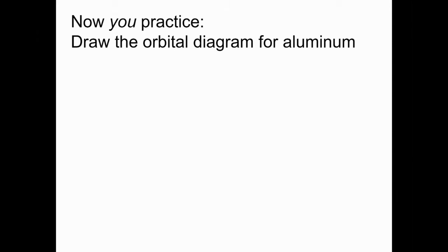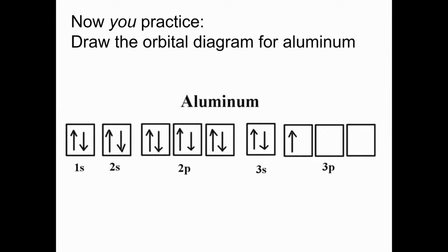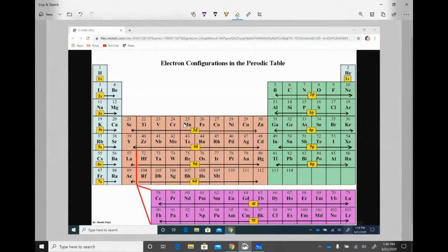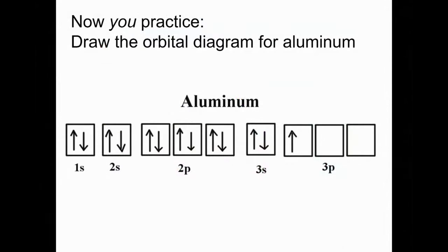All right, so now I want you to practice. Pause it again here and draw the orbital diagram for aluminum. So here's your orbital diagram for aluminum. The first thing you want to do is go in here, and you'll see that aluminum is over here. So you can see that's into your 3s's and then your 3p's, 1 into the 3p's. So you fill up 1s with 2, 2s with 2, 2p with 6, 3s with 2, and then 1 into the 3p's. So that's your orbital diagram for aluminum.